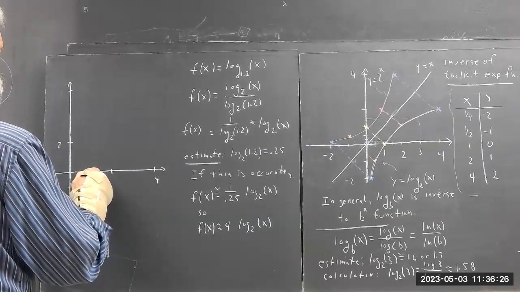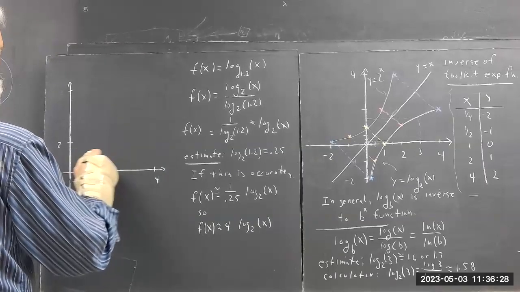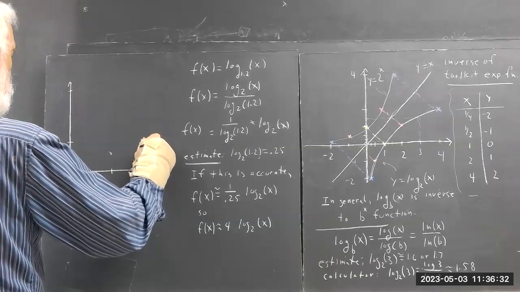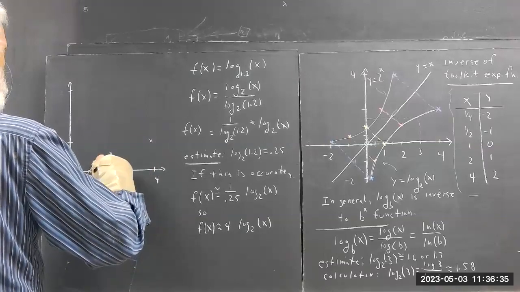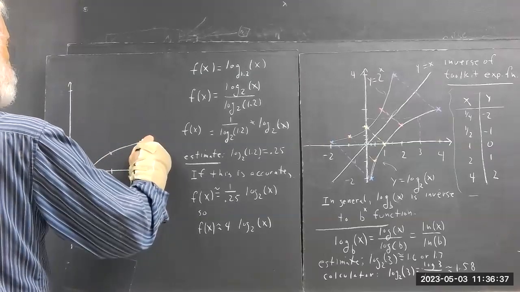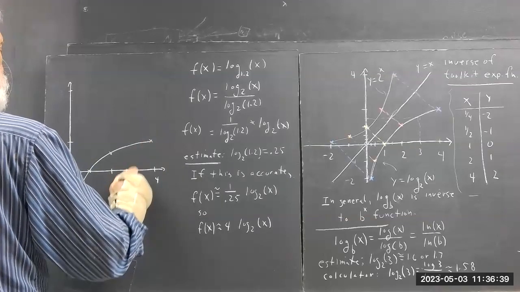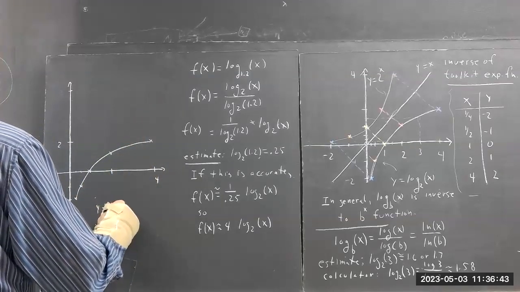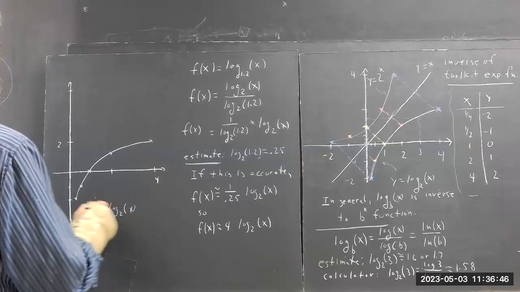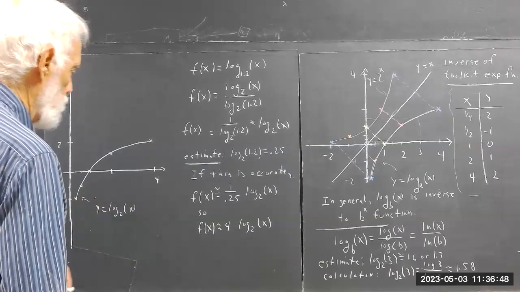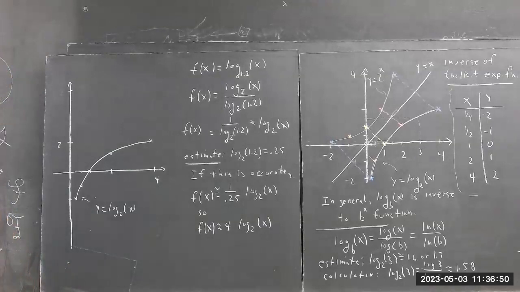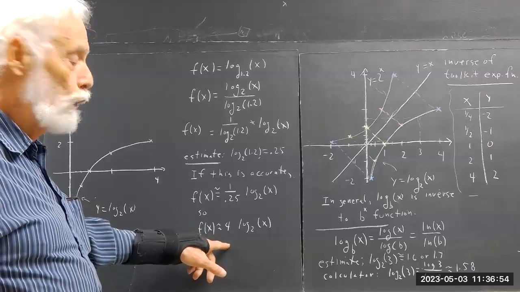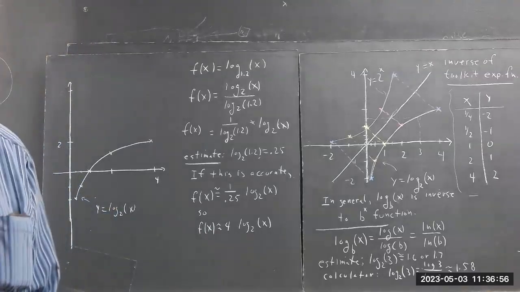with this exaggerated scale for something like this. So here's my log base 2 of X graph. Based on this graph, can I make a graph of f of X, which is 4 times log base 2 of X?